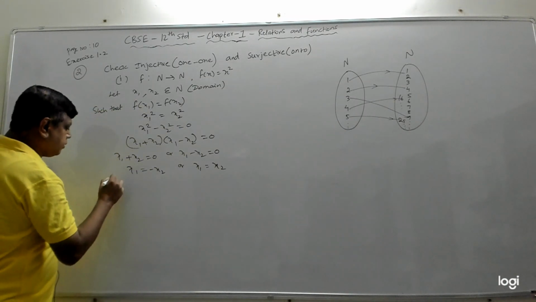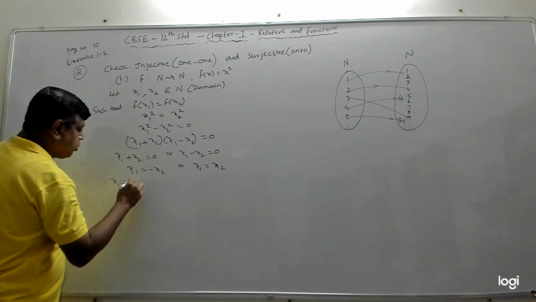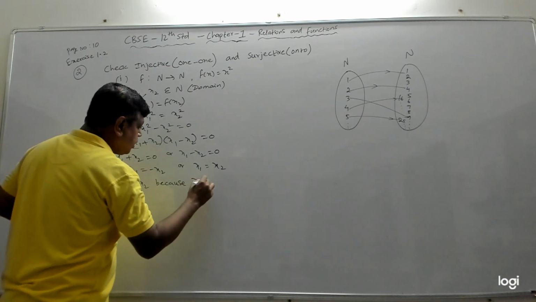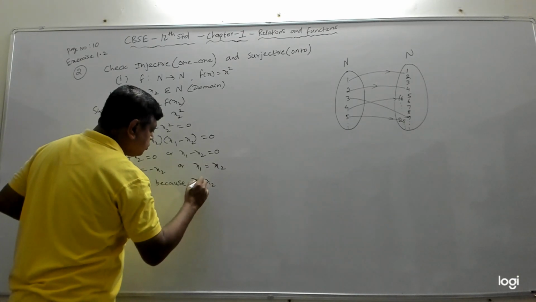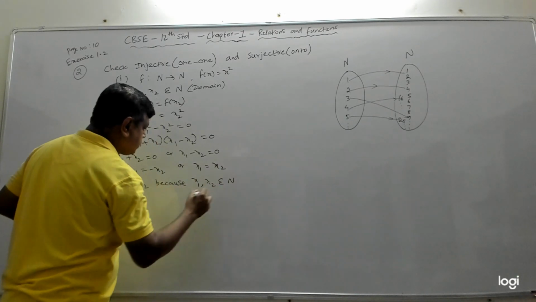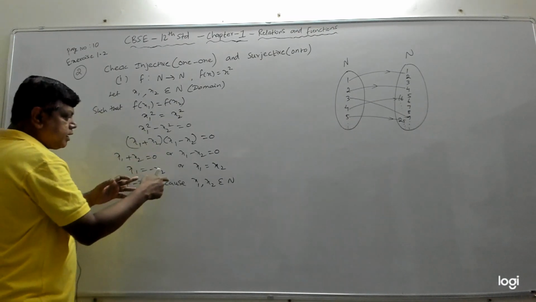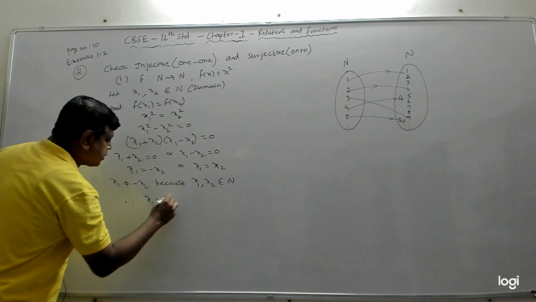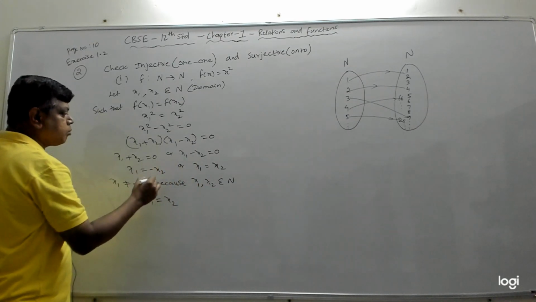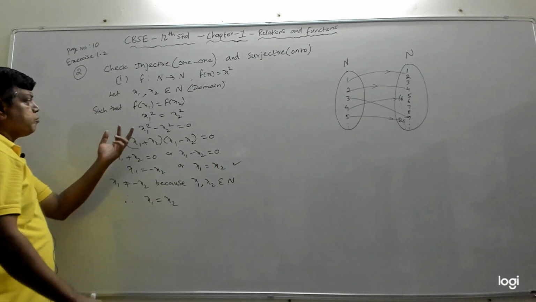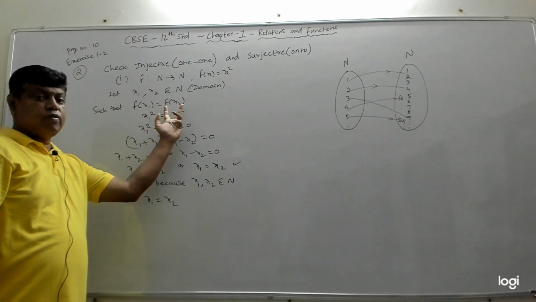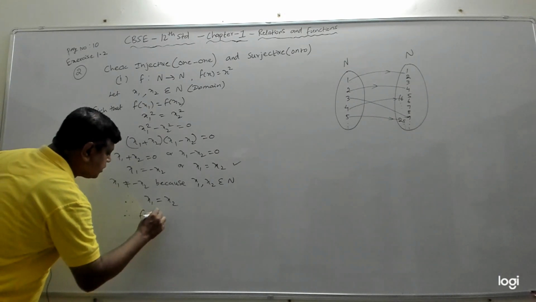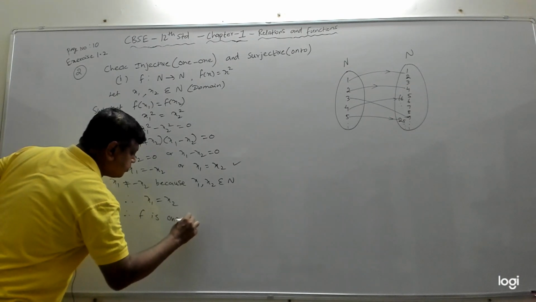Right? So x1 cannot be equal to minus x2 because both x1 and x2 belong to natural numbers. Therefore we cannot have this case. We can have only this case where x1 equal to x2. Therefore x1 equal to x2. This is the only case that is possible. This case is not possible. This is the only possibility. So we started with f of x1 equal to f of x2 and we have proved x1 equal to x2. So therefore f is a one-to-one function.